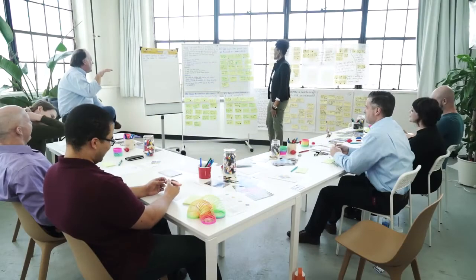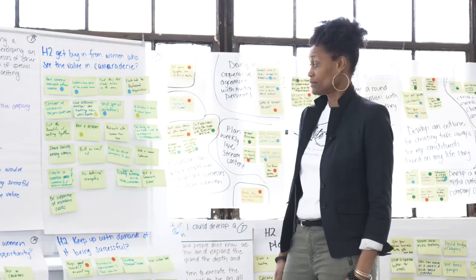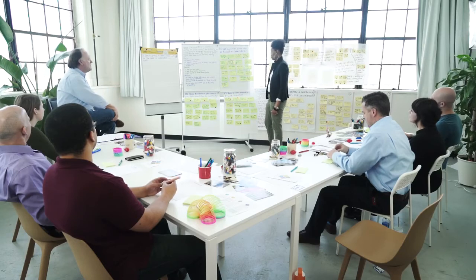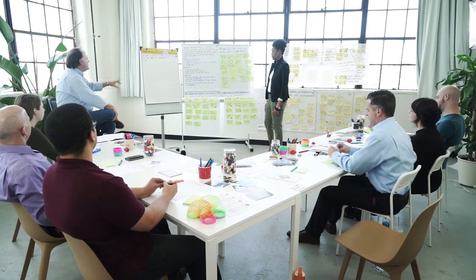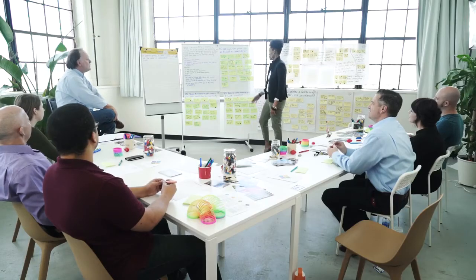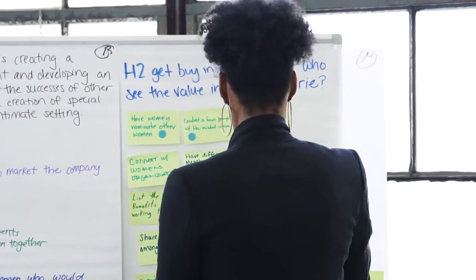Okay, Tamara, I'd like you now to move the ideas for overcoming the concern over onto this page and complete this sentence. Your first concern was how to get the buy-in from women to see the value in camaraderie. We've just changed that to, in order to get buy-in from women who see the value in camaraderie, I will. So just move those ideas over for overcoming that concern.